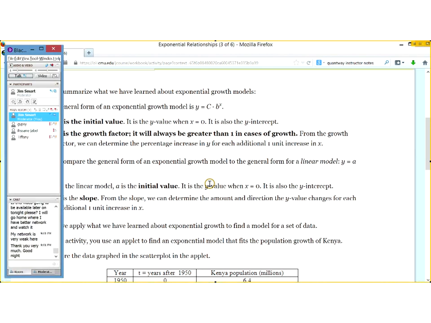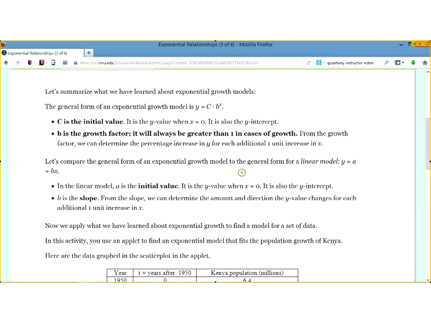All right, so here's kind of a summary of an exponential model. So y equals c times b to the x. And actually, this is the general form of any exponential model, not just growth. So c is the initial value, the y value when x is equal to 0, or the y-intercept. And b is the growth factor if it's greater than 1. If it's between 0 and 1, it's the decay factor, because multiplying by a number smaller than 1 would cause it to drop down. And then they compare that to the linear model, just like I was just mentioning.